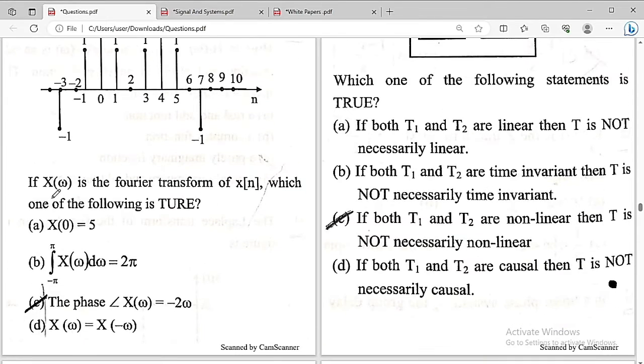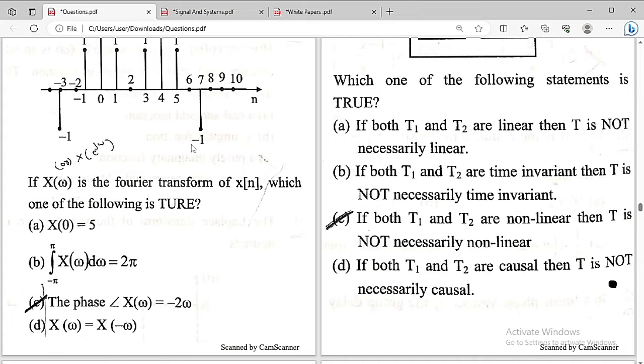Now, if X of omega is the Fourier transform of x of n, it is something like the discrete time Fourier transform, because the signal is a discrete time signal. So the corresponding Fourier transform is also called the discrete time Fourier transform. Some books write X of omega, and some books prefer to write X of e to the power of j omega. Anything is the same. It is the discrete time Fourier transform of the signal x of n.